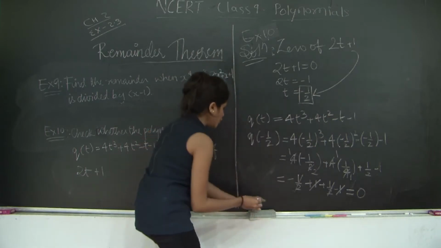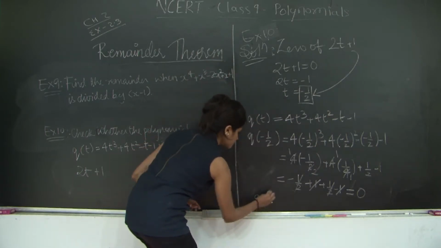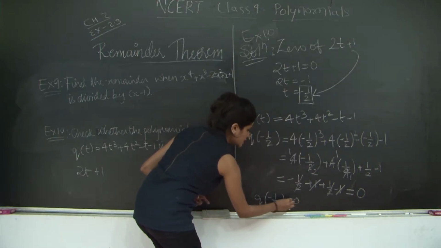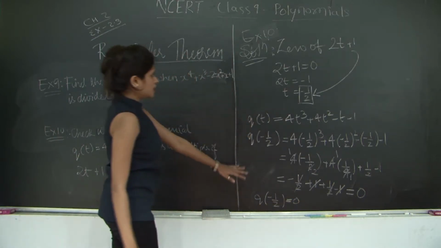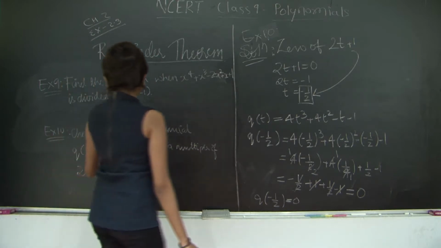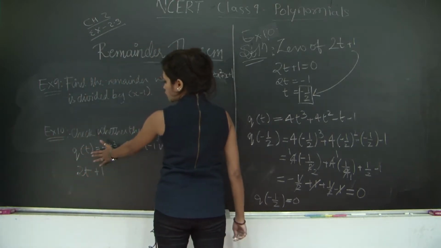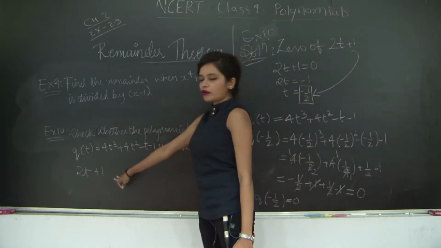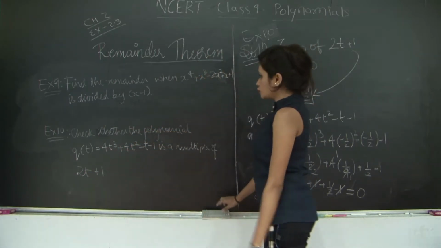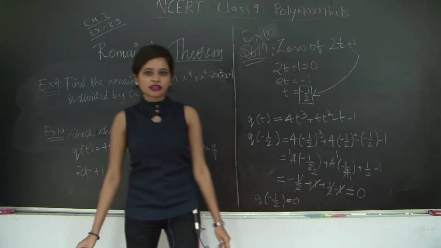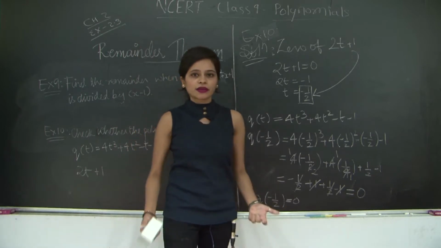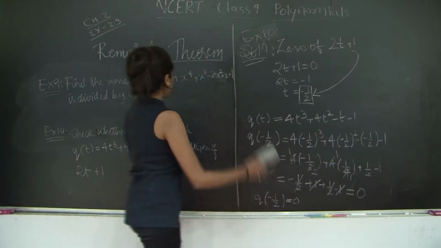So, q of minus half is 0, which means that 2t plus 1 divides qt completely, because the remainder is 0. Therefore, qt is a multiple of 2t plus 1. So, here we are done with the solved examples for remainder theorem. We will go ahead and solve the exercise using the long division method as well as the remainder theorem.